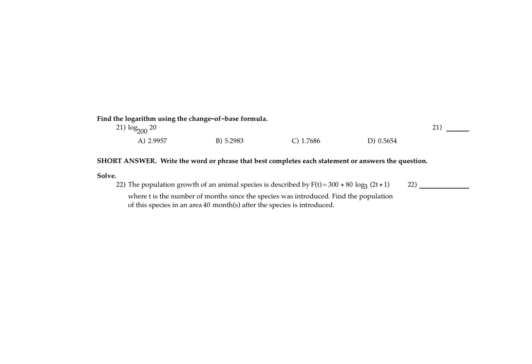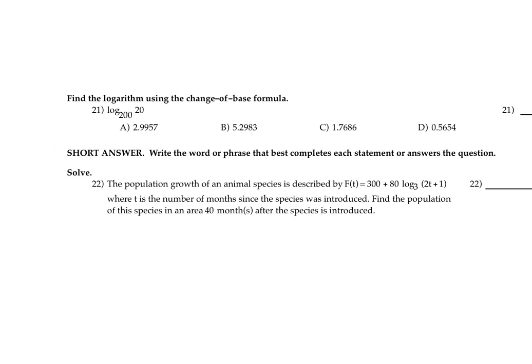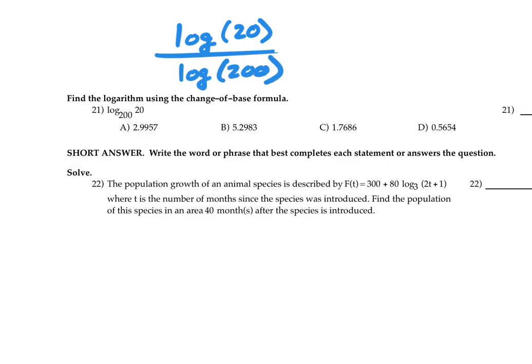Okay, the last two. 21 is using the change of base formula. Really, there's two ways you could do this. If you have that log base button in your calculator, you could just type this in just like it is. Some of you have it, some of you don't. If you don't have it, then you would type this in like this. The log of 20 divided by the log of 200.